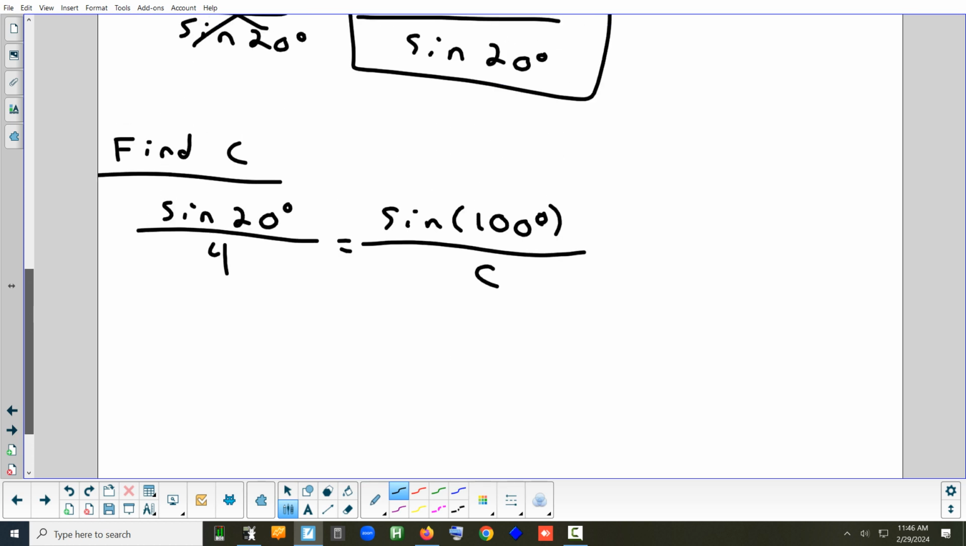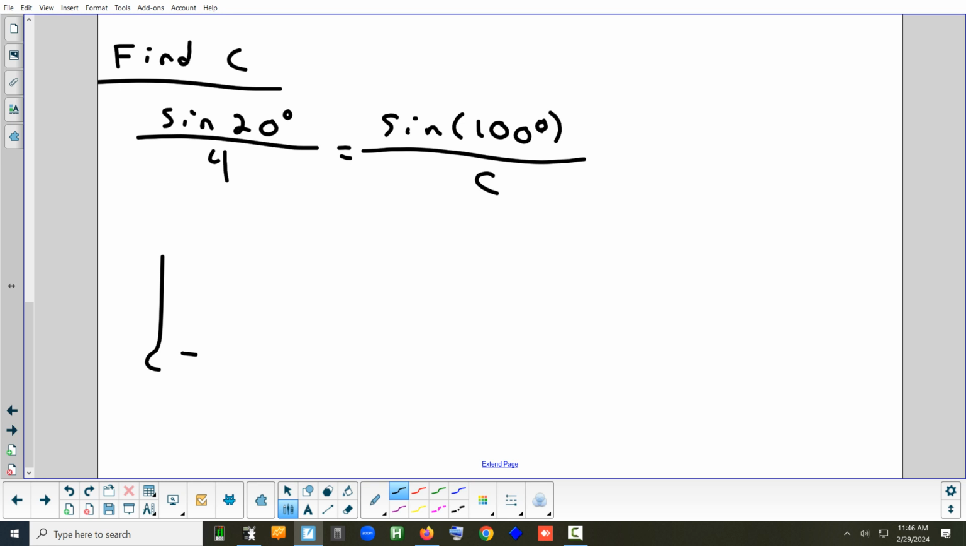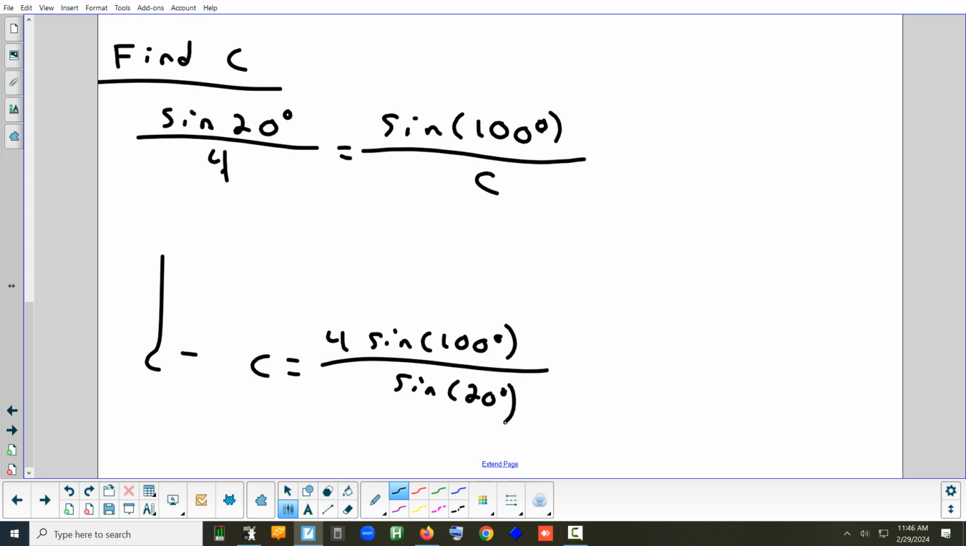So cross multiply. And what I do when I cross multiply is I usually do this part in my head. It's going to be 4 times the sine of 100 divided by the sine of 20. It's going to equal 11.518, okay, when you round it.